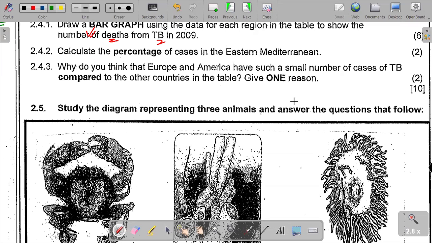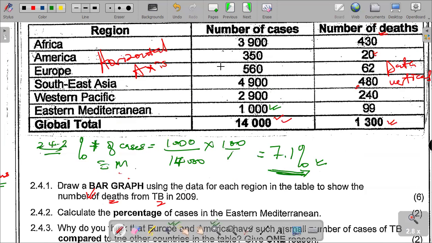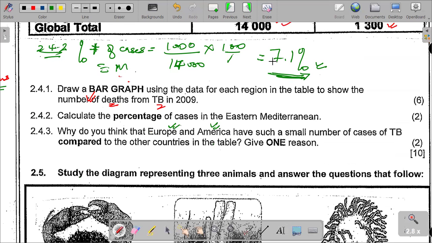4.2.3: Why do you think that Europe and America have such a small number of cases of TB compared to other countries in the table above? What can be the reason there? Europe and America have got a small number of cases. Europe is 560, and America is 350. What can be the reason for it to have such numbers?